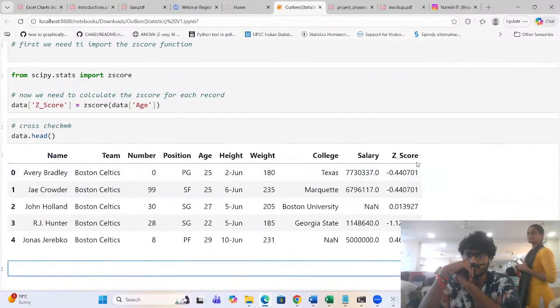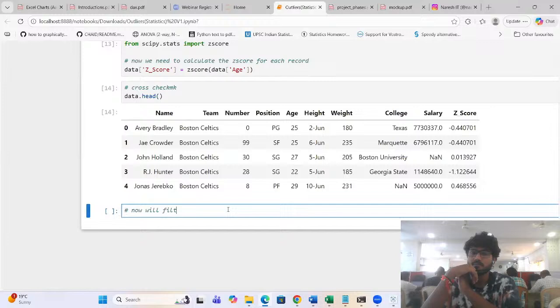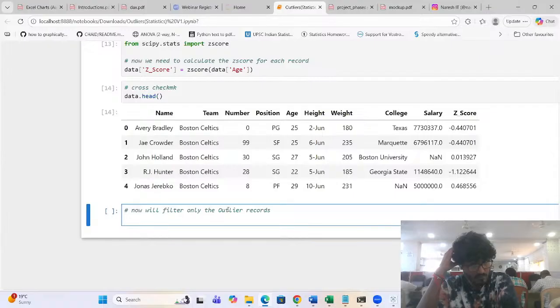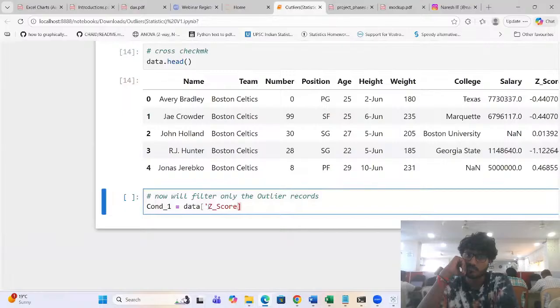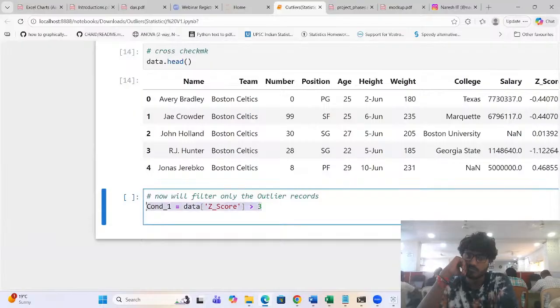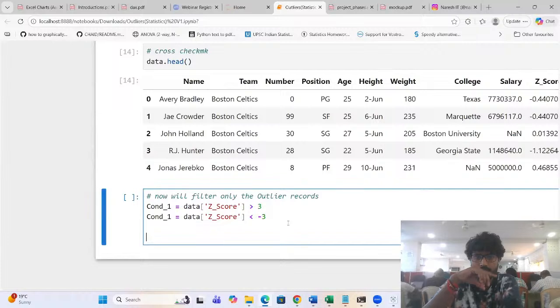Now we need to filter the rows by looking at the condition. What is the condition? Now we'll filter only the outlier records. How? The first condition is what? In the table called data, there is a column called z-score. This value must be greater than 3. Condition 1. And in the same way, the second condition is the z-score must be less than -3. These are the two conditions. Now we'll filter the actual one.